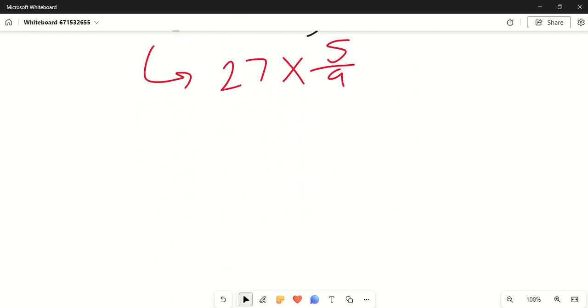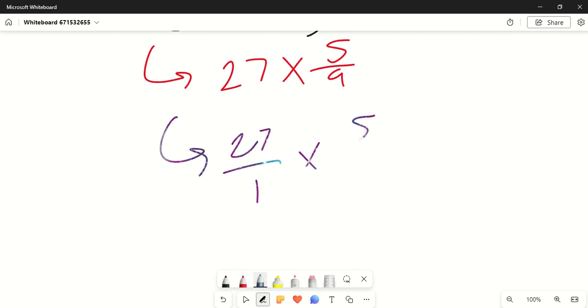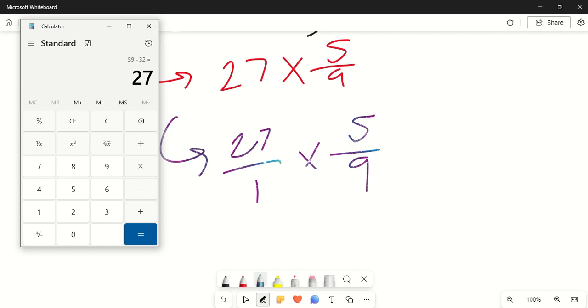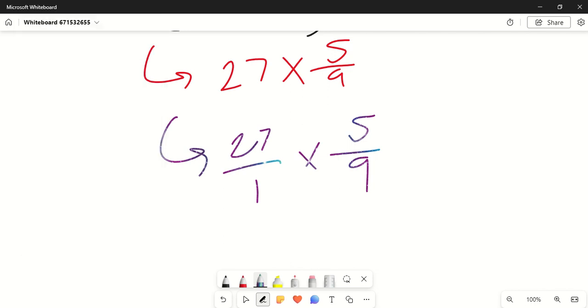In order to do this, I need to make this 27 over 1 times 5 over 9. Now, if I'm not mistaken, 27 can be divided by 3, so we're going to do cross simplification here. If I divide that by 3, it becomes, actually, you know what?